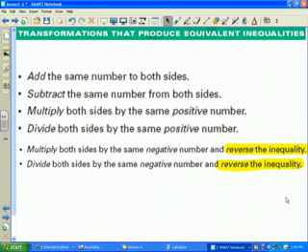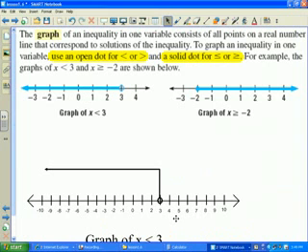So earlier we looked at transformations that produce equivalent equations. For inequalities it's similar except for the case we just looked at. When you multiply or divide both sides of an inequality by a negative number, you have to reverse the inequality symbol. That's the difference between solving equations and solving inequalities. Multiplying or dividing by a negative number means reversing the inequality symbol to maintain the truth of the statement.